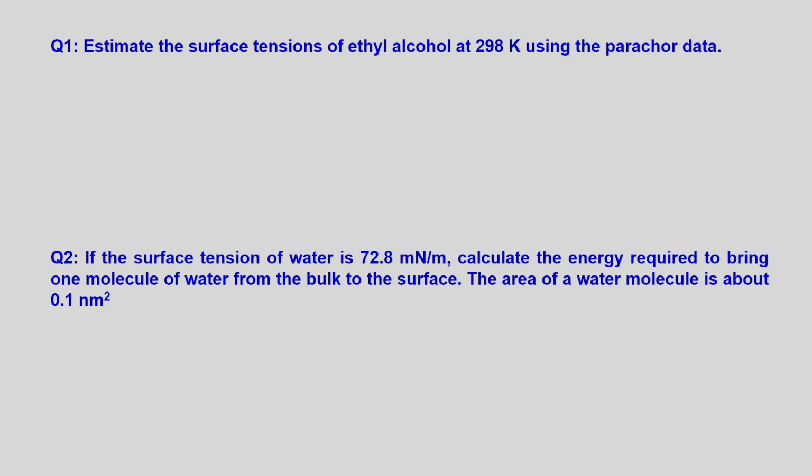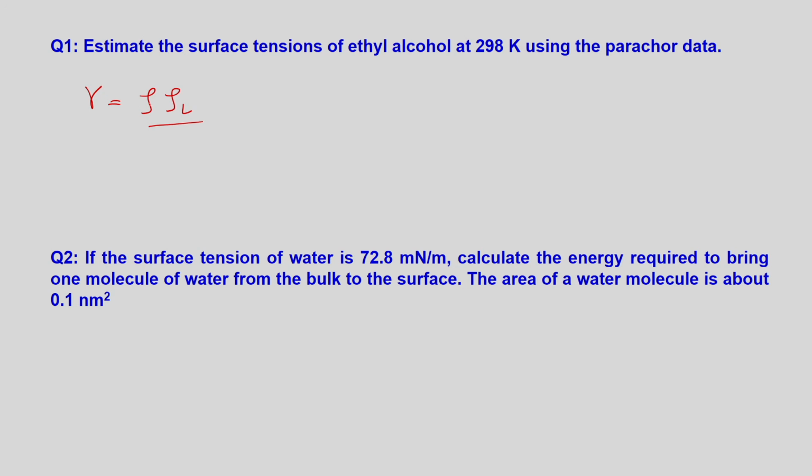What you do in this case is you write the expression. You know the expression: surface tension is equal to the Parachor volume, the rho L, because I have ignored the vapor densities.